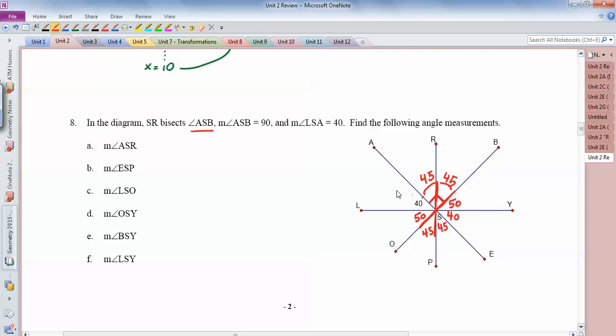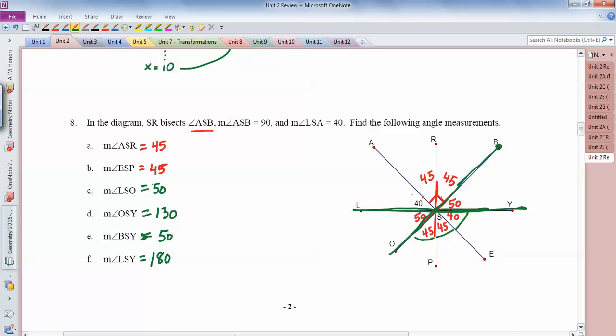So we got everything in terms of our angles, the small angles. So now it's just a matter of filling in the blanks over here. So ASR, let's see. ASR is 45. ESP is also 45. LSO. So L to S to O is 50. OSY. Let's see. O to S to Y is 45 plus 45 plus 40, so 90 plus 40 is 130. BSY, let's see, where's B? Here's B to S to Y, so that's 50. And then LSY is just straight across, that's going to be 180. Okay, so I hope that helps a little bit.